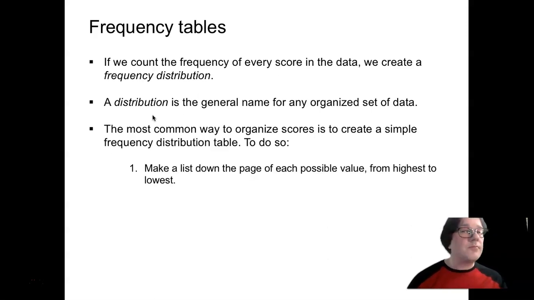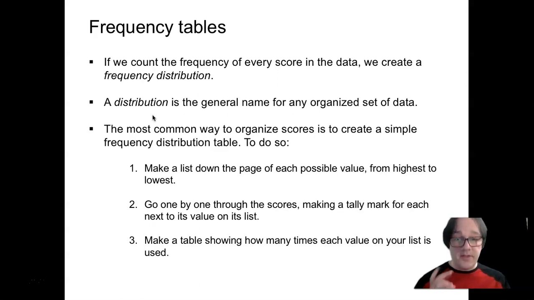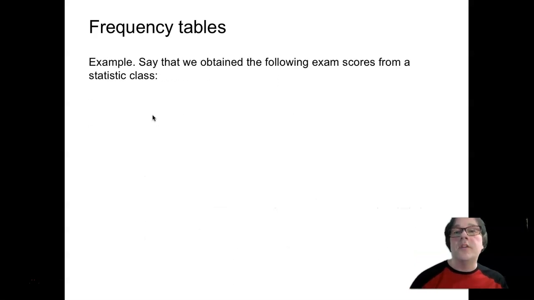To do so, we'll first make a list down the page of each possible value from highest to lowest. We'll then go one by one through our scores and make a tally mark for each next to its value on the list. We'll see how that works. And then third, we'll make a table showing how many times each value on your list actually shows up.